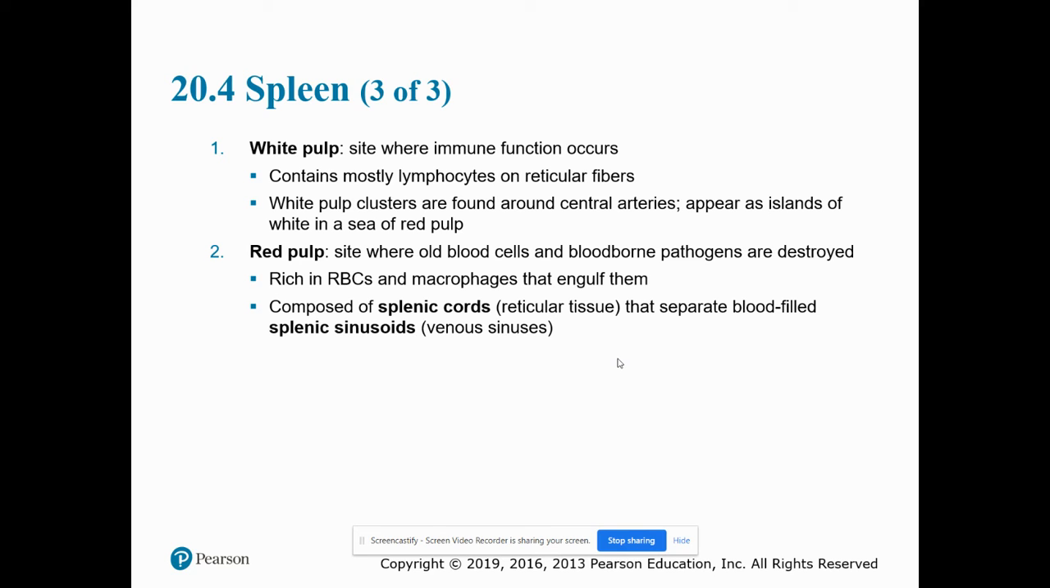And then the red pulp is where the old blood cells and bloodborne pathogens are destroyed. It's going to be rich in red blood cells and macrophages that engulf them. And it's going to be composed of splenic cords, which are reticular tissue, that separate blood-filled splenic sinusoids.